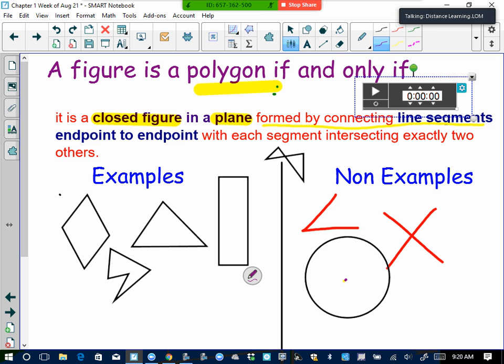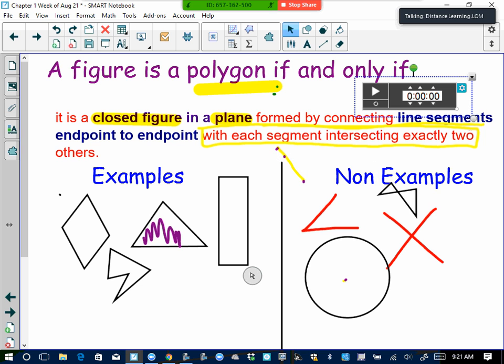So, what about with each segment intersecting exactly two others? Look at this segment. It intersects in 1, 2, 3 places. So in other words, there should be an interior with no crossovers. So this is a non-example. Okay? That makes sense. Okay.